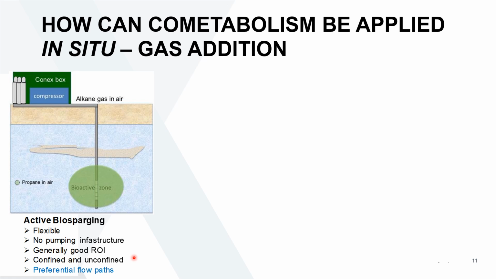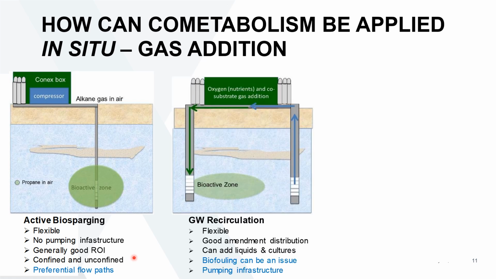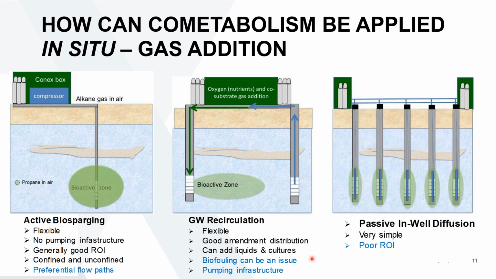You can use that in confined and unconfined aquifers, although sometimes you'll have some preferential flow paths, which is a negative for that. You can do a recirculation. So you pump groundwater from the ground, add your nutrients and your co-metabolic substrate, and then repump it into an injection well. So you create a bioactive zone between these. Very flexible. You can get good amendment distribution. You can also add cultures and liquid nutrients. You have to watch out for biofouling, and of course you need to have a pumping infrastructure to apply this.